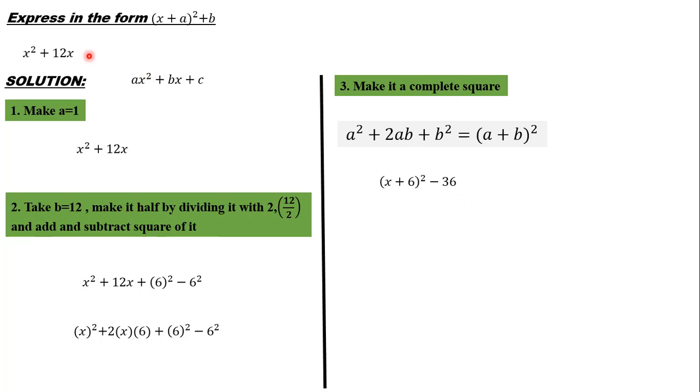So students, what was the task? Writing this expression in this form, and we are already done with it, where the value of a is going to be 6 and b is equal to minus 36.